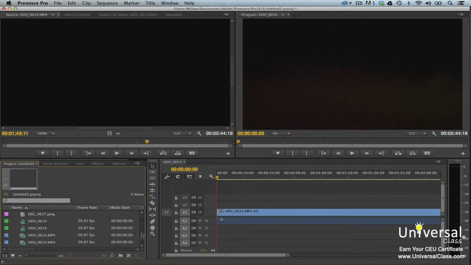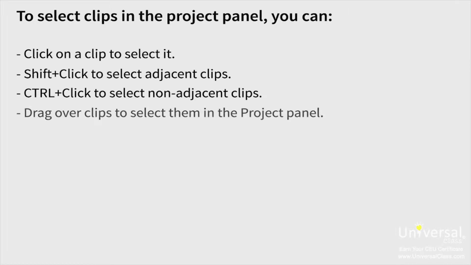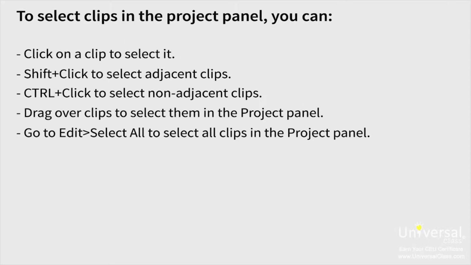You can scroll up and down through your media in the project panel by using the scroll on the right side of the panel. You can scroll left to right by using the bottom scroll bar. To select clips in the project panel, you can click on a clip to select it, Shift-click to select adjacent clips, Control-click to select non-adjacent clips, drag over clips to select them in the project panel, and go to Edit, Select All to select all clips in the project panel.